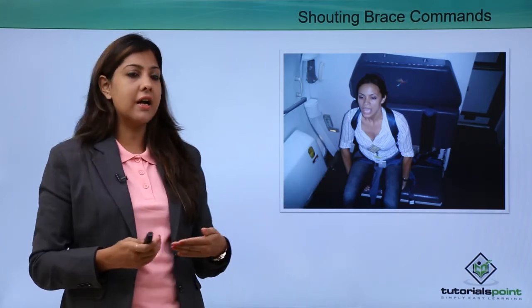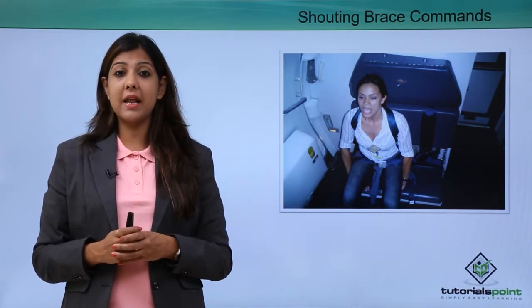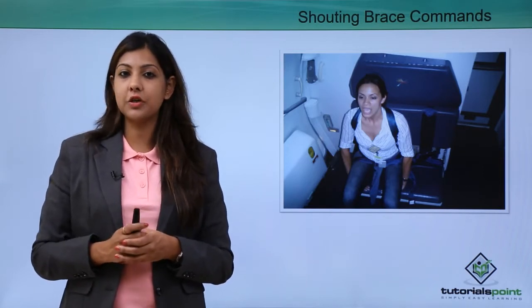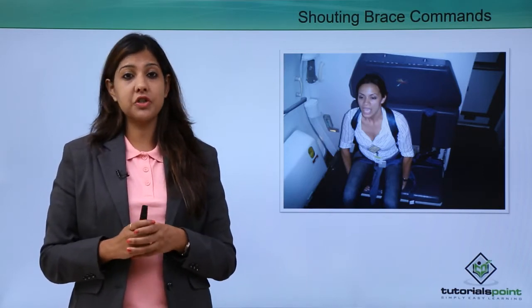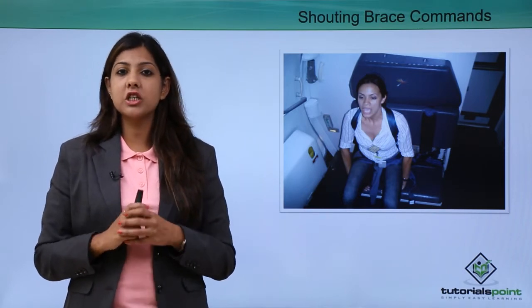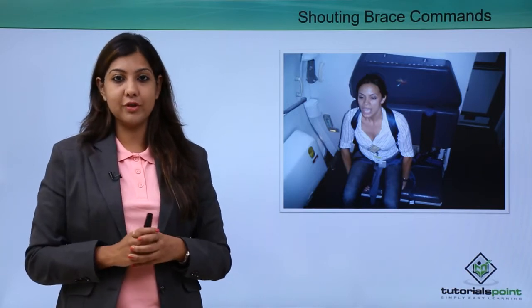Her hands are underneath her thighs and she is looking straight ahead, and her back is completely positioned strongly against the crew jump seat. That is the brace position for a cabin crew, for the simple reason that she will not hurt or injure herself during the impact of an emergency.